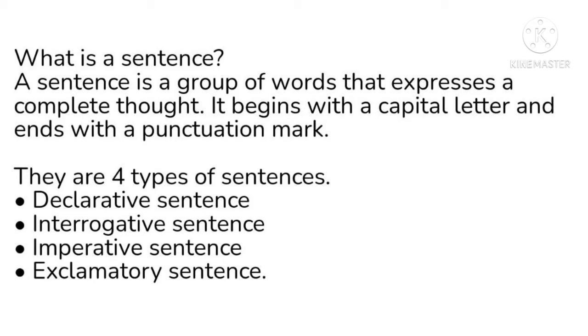Okay, children, before teaching direct and indirect speech, I am going to teach you about types of sentences. Using this, you are going to change some sentences as directed. First, let's see what a sentence is. A sentence is a group of words that expresses a complete thought. It begins with a capital letter and ends with a punctuation mark. There are four types of sentences: declarative, interrogative, imperative, and exclamatory sentences.